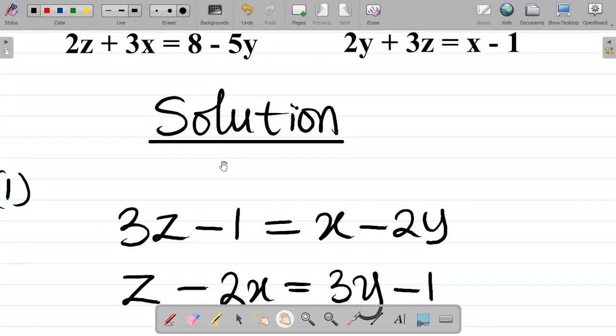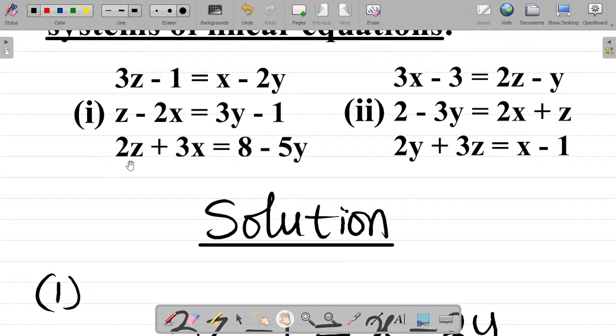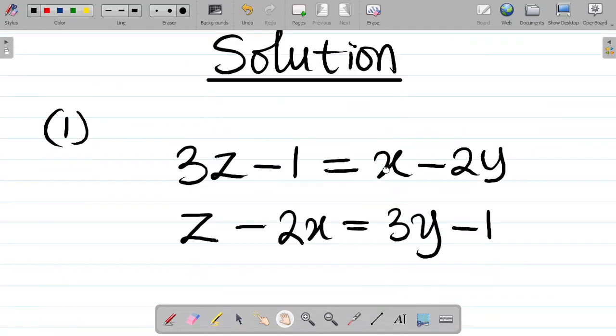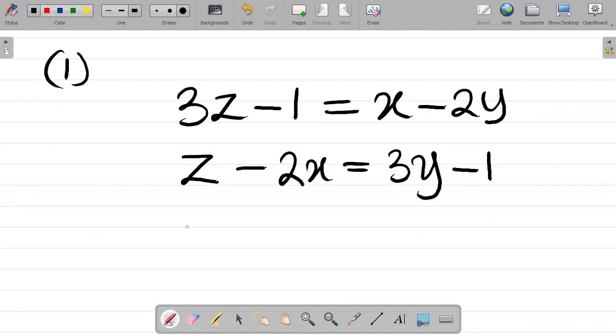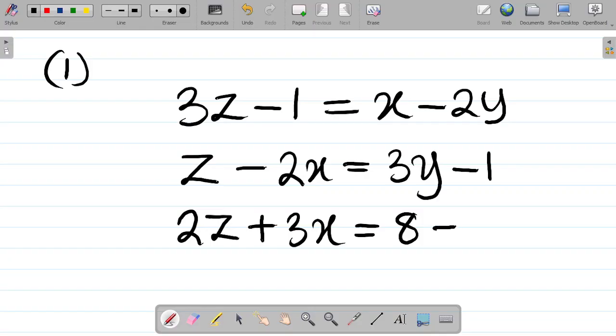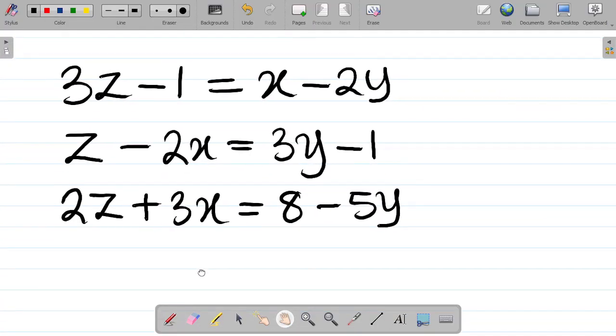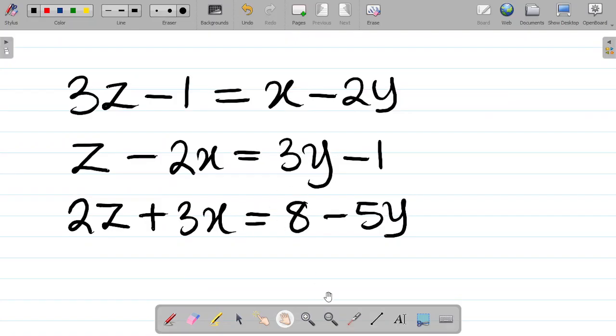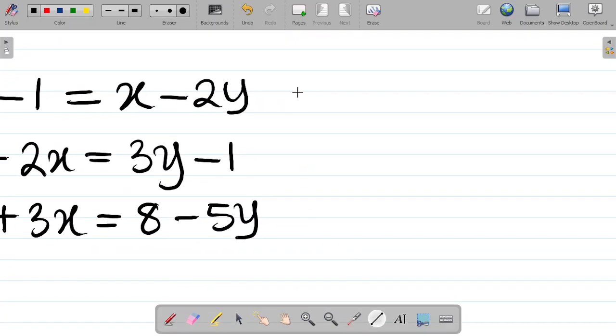The last equation I have for question 1 is 2z plus 3x is equal to 8 minus 5y. So basically this is the first question. What's your first task here? I'll just come here, rule this, and then let's solve the first question.